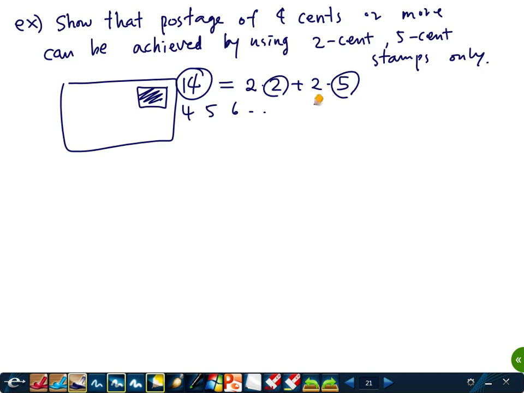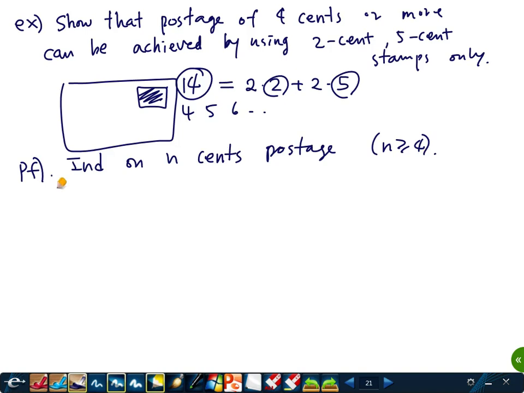This is a statement involving n, right? So we can use induction. So let's prove this using induction. Induction on n cent stamps, or n cent postage. We get the total amount n greater than or equal to 4.